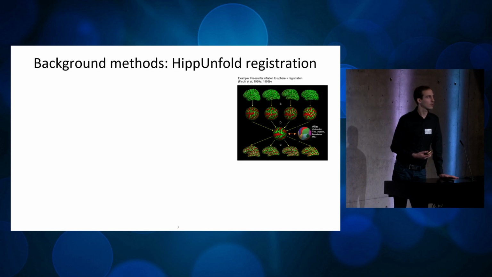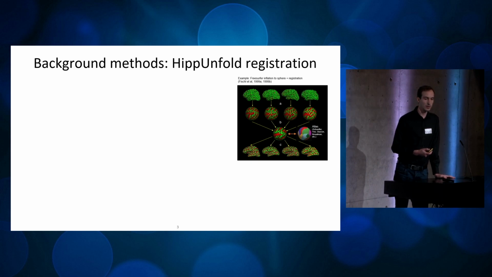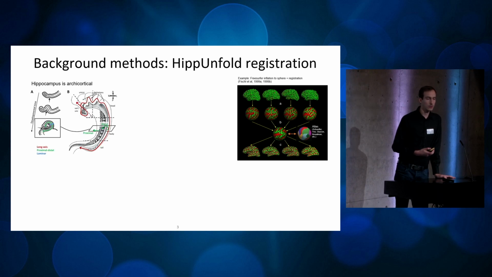So in the neocortex, we typically do this by inflating to a sphere and rolling these spheres against each other to maximize their overlap. This is very precise and probably the most common method to register different individuals in detail. In the hippocampus, of course, things are a little different, but I would argue not too different. A lot of people refer to the hippocampus as subcortical, but it's actually cortical. It's archicortex, or old cortex.